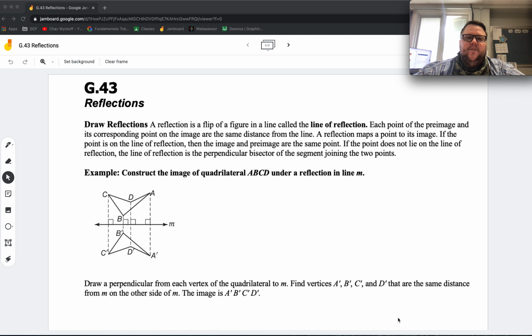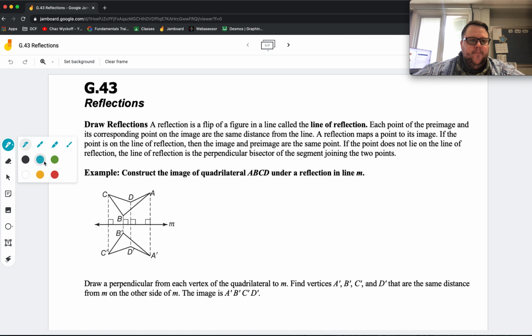A reflection is a flip of a figure in a line called the line of reflection. Each point of the pre-image, that's the original image, and its corresponding point in the image are the same distance from the line. A reflection maps a point to its image. If the point is on the line of reflection, then the image and pre-image are the same point. If the point does not lie on the line of reflection, the line of reflection is the perpendicular bisector of the 2 points. So what we have is this.